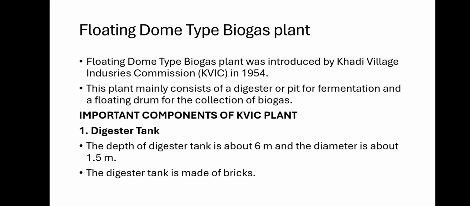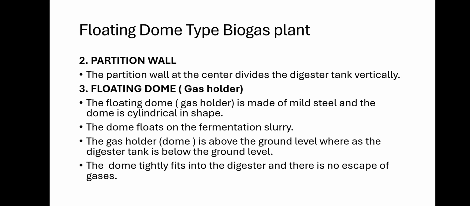This plant mainly consists of a digester or pit for fermentation, where the anaerobic digestion process takes place, and the floating drum for the collection of biogas. It is called the floating drum or gas holder. Important components of the KVIC plant: digester tank. The depth of the digester tank is about 6 meters and the diameter is about 1.5 meters. The digester tank is made of bricks. A partition wall at the center divides the digester tank vertically.